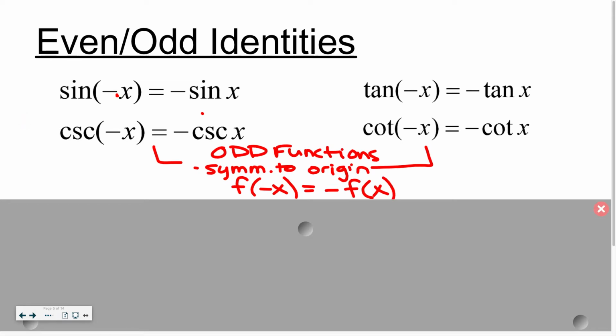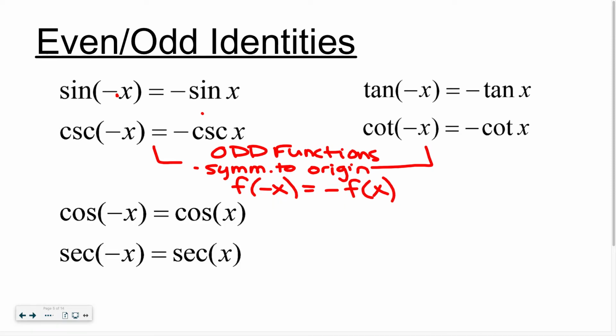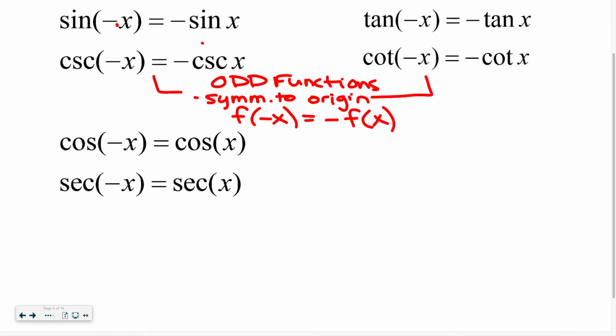Cosine's not on that list because cosine isn't odd. It's not symmetric to the origin, it's symmetric to the y-axis, so it's even. Okay, so here's the rule for cosine. Be very careful when you're writing down cosine and secant. The rule changes. Notice that if you put a negative angle in, you just get out the positive cosine or positive secant. There's no negative left over. So the only way to make it negative is if you were to just automatically have a negative in front of the cosine. You would have to multiply it by a negative 1.